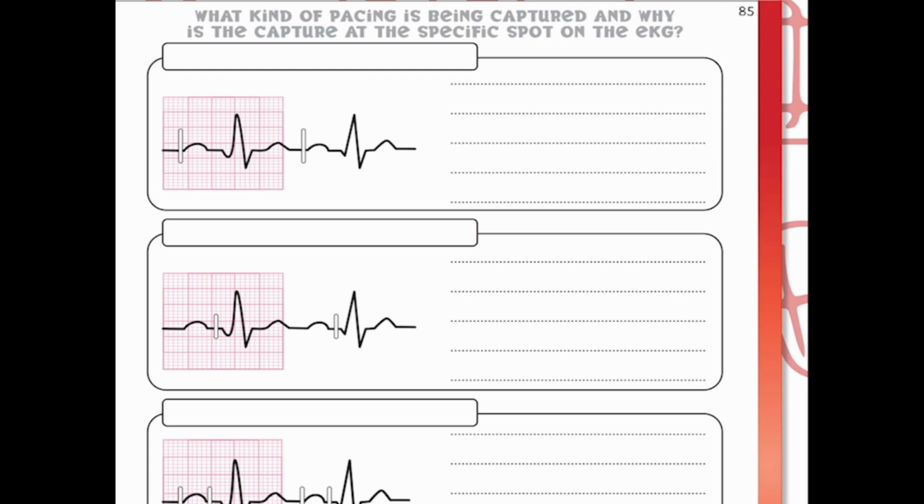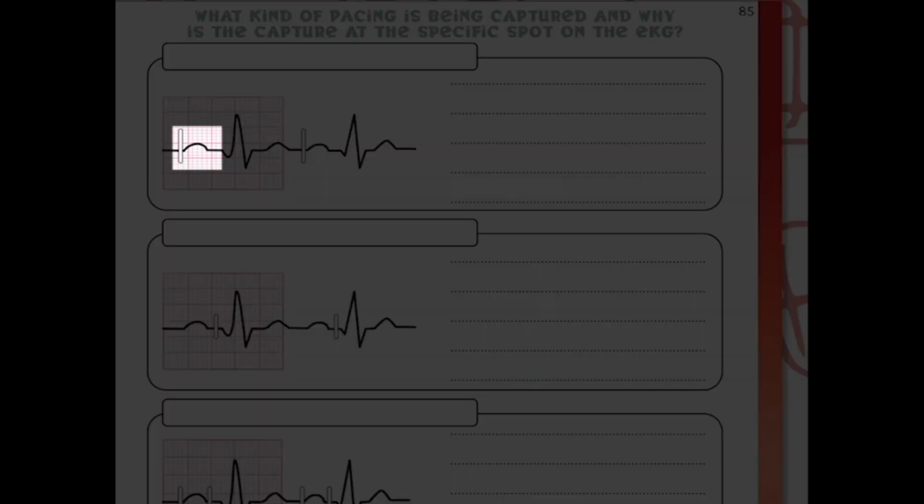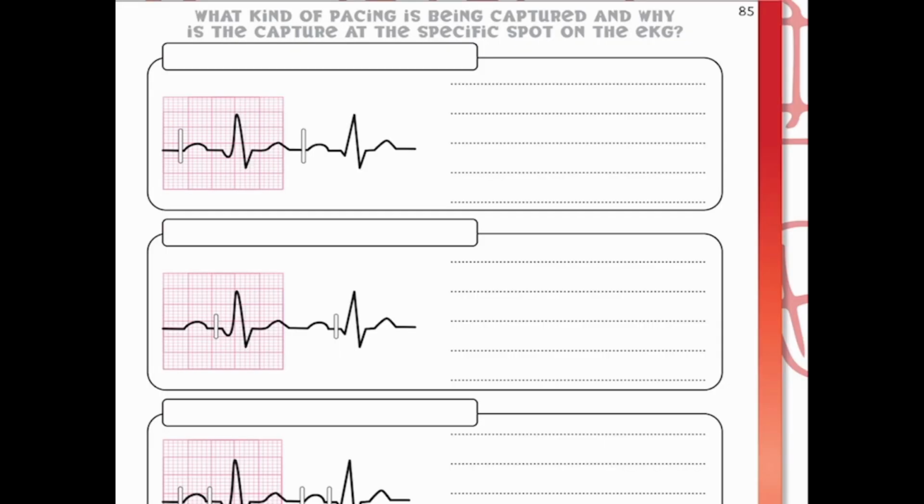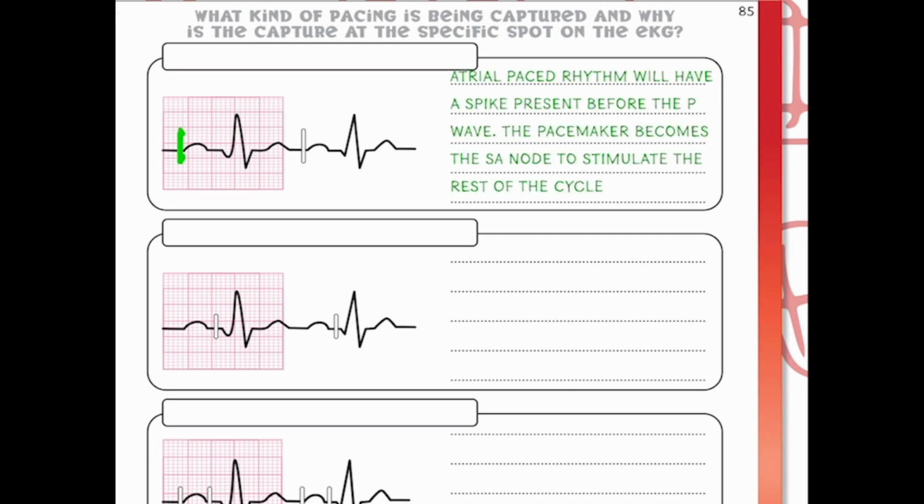So we remember that the SA node fires the impulses to tell the atria to contract, and this creates our first P wave. Well, in this example, we have this pacer spike that is present right before this first P wave. So this means that the pacemaker is becoming the SA node so it can stimulate the rest of the cardiac cycle. And this means we have a single chamber pacing.